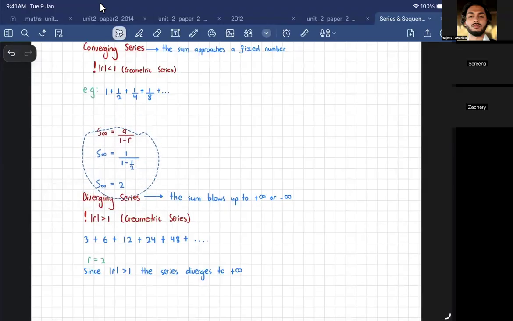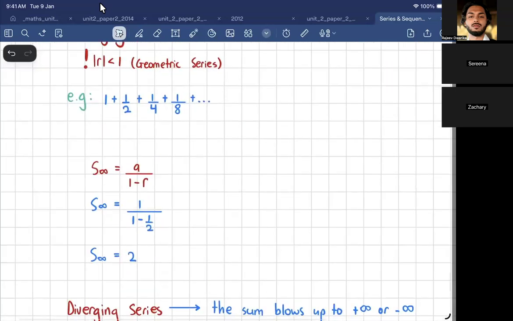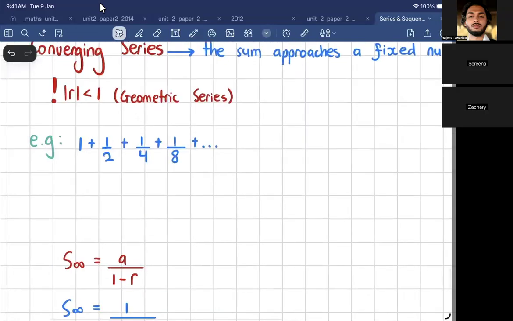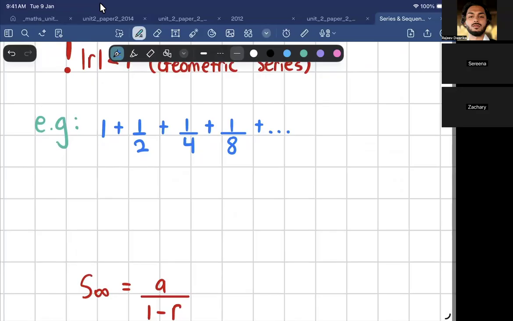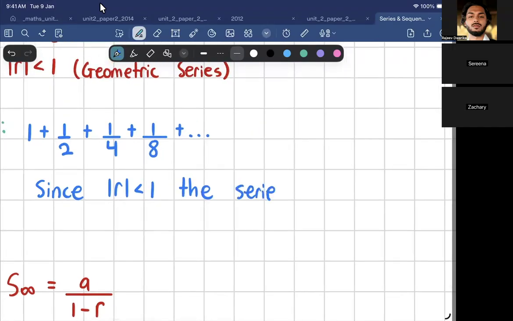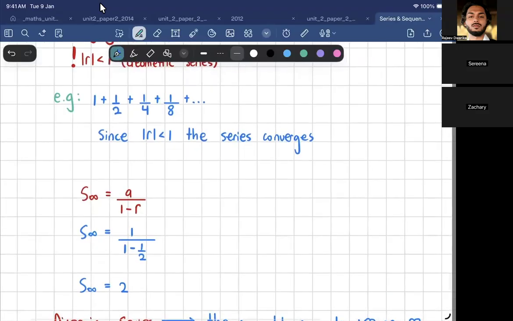Serena, tell me what statement you would have to write if they ask you to justify why it is a convergent series. What statement would I write to justify that it is a convergent series? It would be since the magnitude of R is less than 1, it's a convergent series. Say that again? Since the magnitude of R is less than 1, right? We would say the series converges, and we know that it would converge to what? Thomas, Zachary, what would the series converge to? Negative 100.